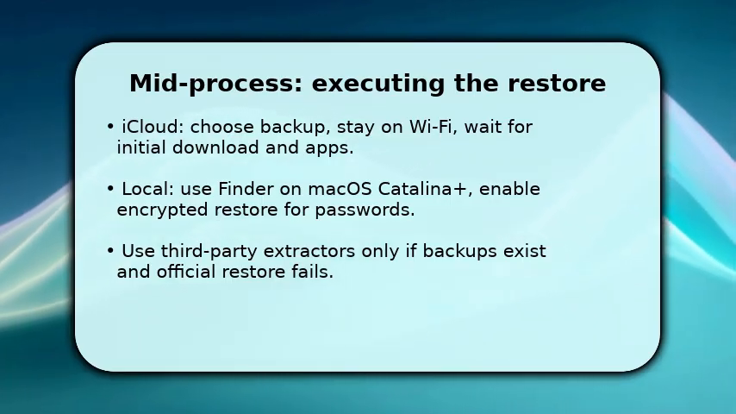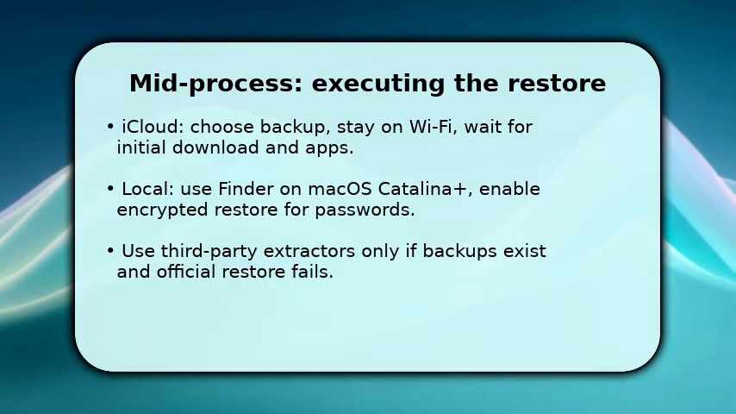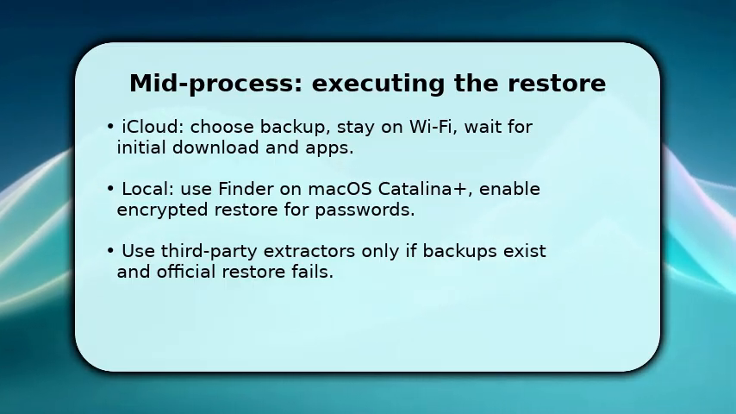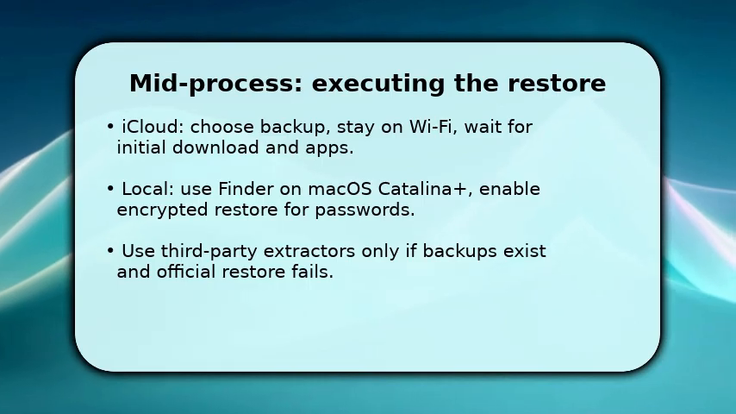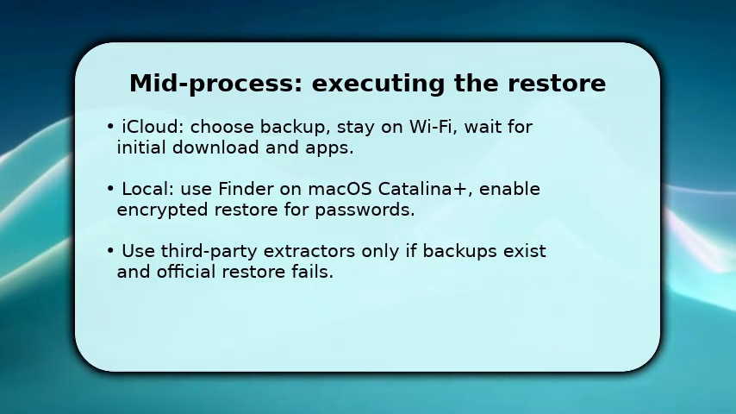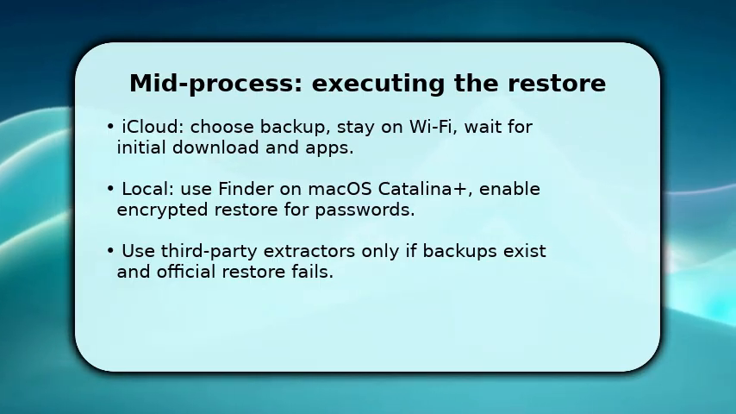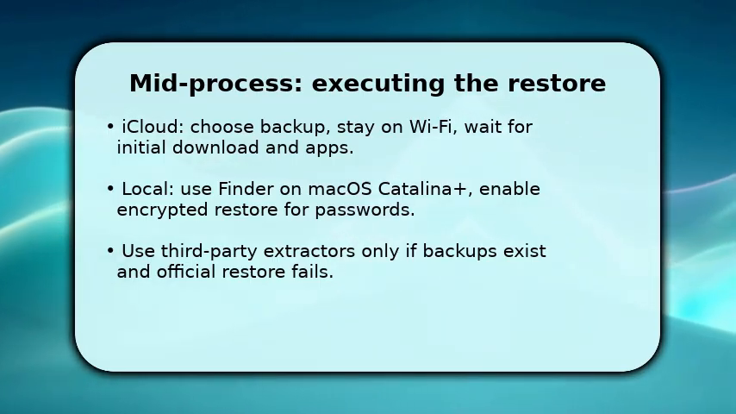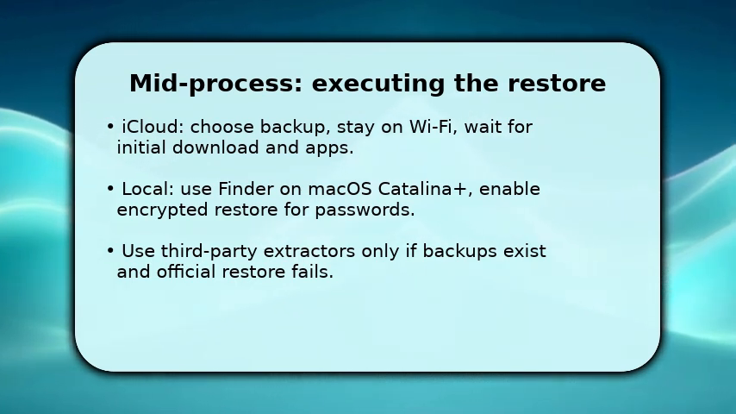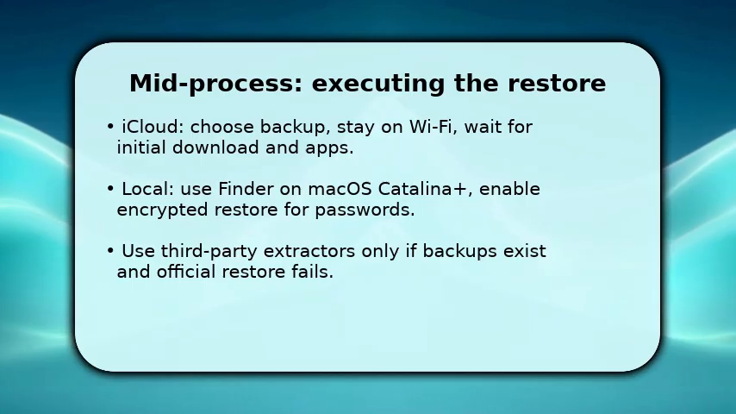If using a local encrypted backup, open Finder or iTunes, select Restore Backup, and enter the encryption password so passwords and health data return. Once the core restore finishes, apps redownload in the background. If something stalls, consider using a reputable backup extractor to pull contacts, photos, or messages from the local backup.